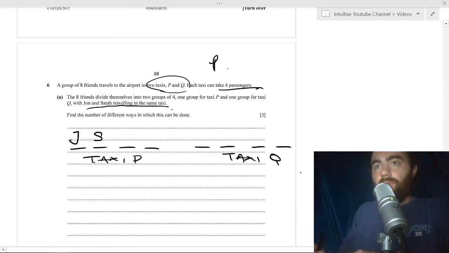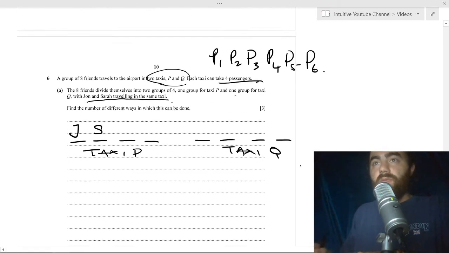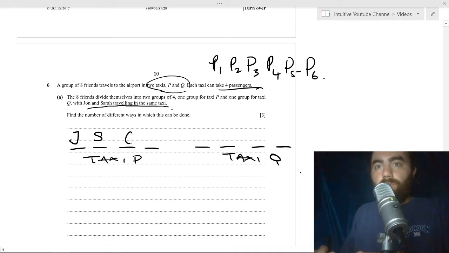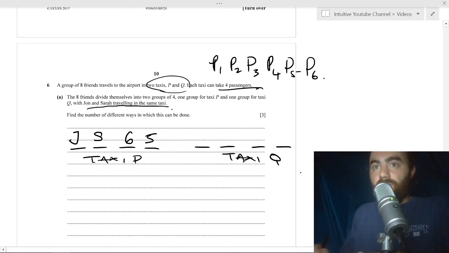Well, we have 6 more people here. So two out of these 6 people can be picked into this. So how many ways can we do that? Well, out of the 6, we can put 6 different people in this first slot, and then we can put 5 different people in this second slot. So that's the number of ways that we can choose out of 6 into here.